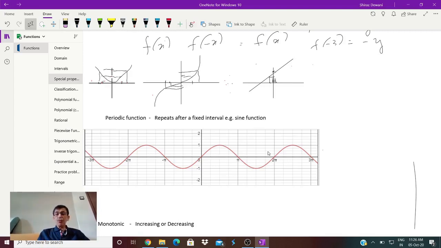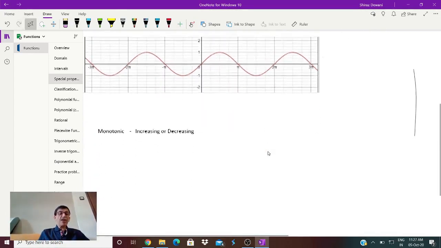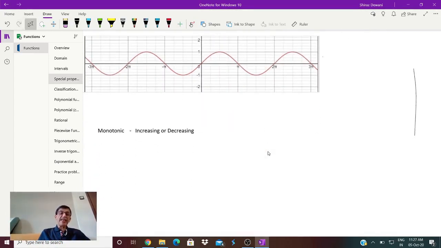Then we talk about monotonic functions. Monotonic functions are functions which are strictly increasing or decreasing. That means a graph will just go up or it will keep on going down. Either way it is possible, but it can't go up and down again. Then it is not monotonic. If it goes only up throughout its course, or if it goes only down, then it is known as monotonic. If it goes up and down, it is non-monotonic.